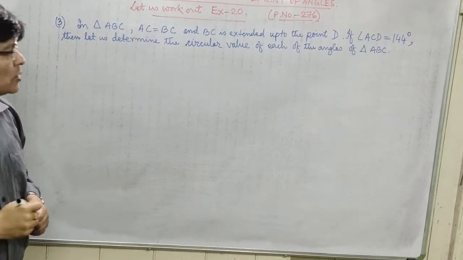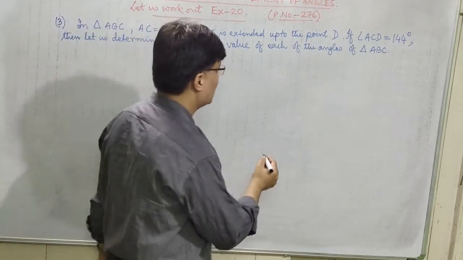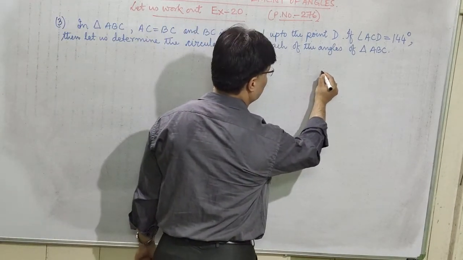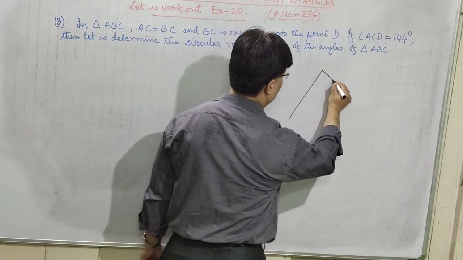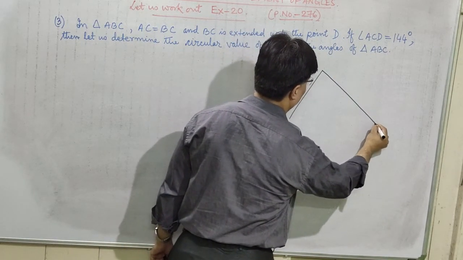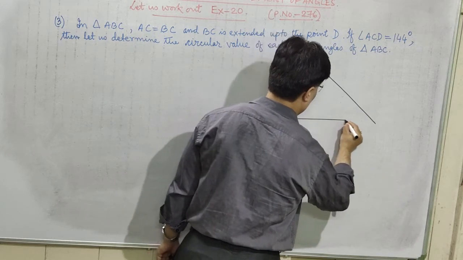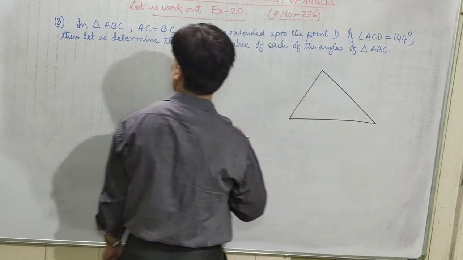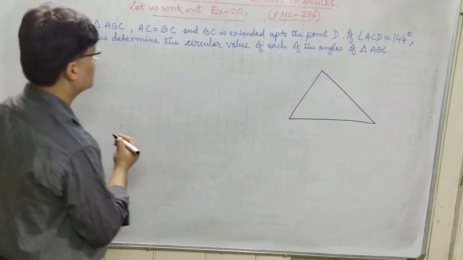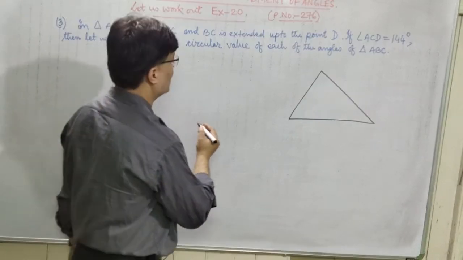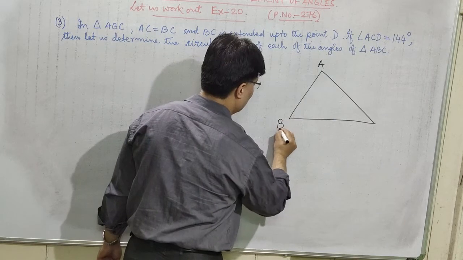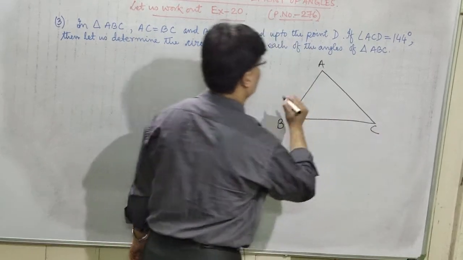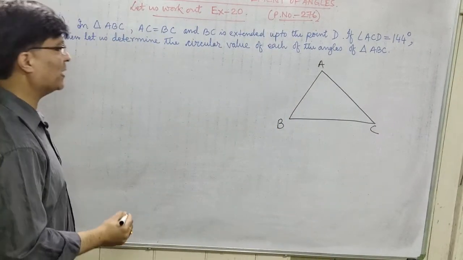Now let us draw the figure. Let us draw the triangle ABC first. Now this ABC is drawn. So in this case, this is A, this is B, and this is C. So here ABC is a triangle.